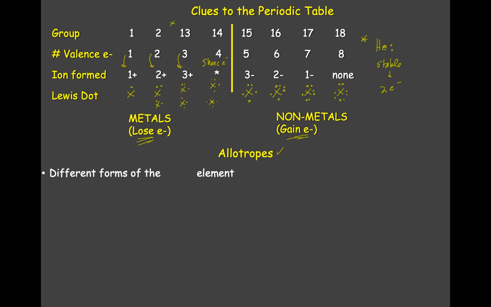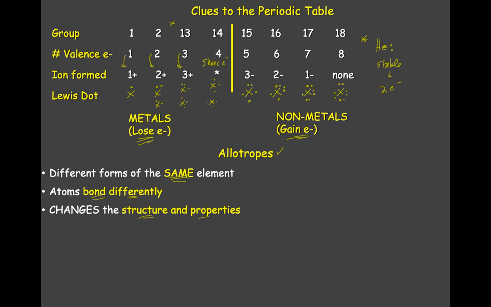Allotropes. Allotropes are simply different forms of the same exact element. So elements themselves in nature can exist in different forms. Some elements can. Why do they do this? Because they bond differently, and this is going to change the structure and change the properties. So, for example, graphite's usually a black powder, whereas diamond is a crystal.